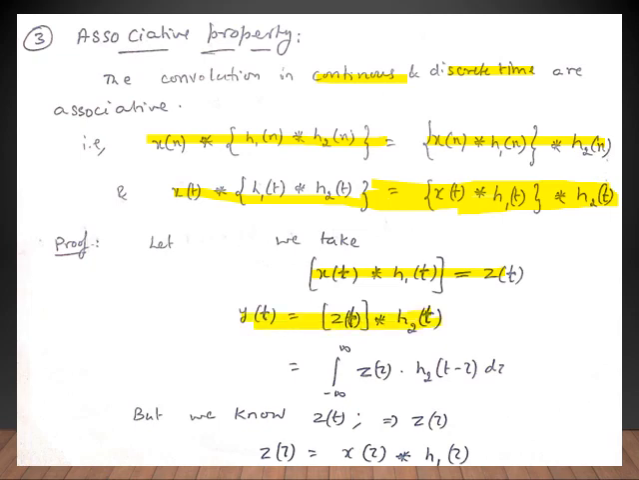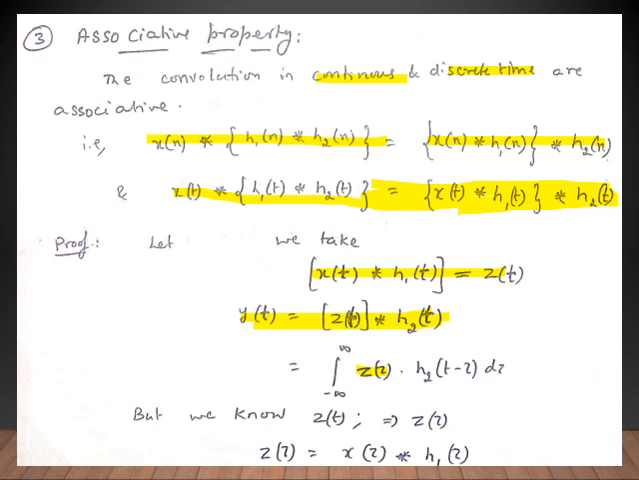So I'll just apply the continuous convolution integral between z of t and h2 of t. It says integration from minus infinity to infinity z of tau into h2 of t minus tau d tau. So we know what z of t is. I'll just resubstitute for z of t in terms of z of tau. So z of tau means it is x of tau convolved with h1 of tau.